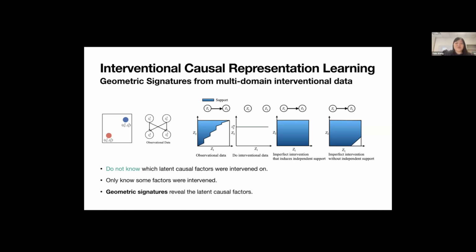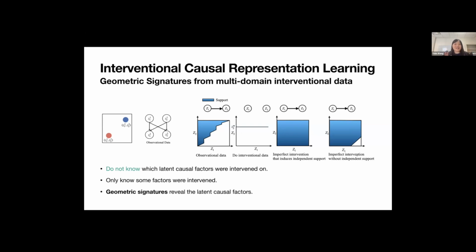As it turns out, the geometric signatures will reveal latent causal factors, and I hope this picture gives some intuition. Suppose without intervention, my latent variables are causally connected and may not satisfy independent support whatsoever. But once I intervene, say a do intervention setting the latent variable Z2 to a particular value, the pairwise support of these two random variables gets squeezed down into this line. I have independent support in the sense that no matter what value Z1 takes, Z2 can only take this one particular value, and for that value of Z2, the corresponding support of Z1 is the whole real line. This is how intervention geometrically gives us signatures that we can leverage to identify which is Z1 and which is Z2. Similarly, if we have imperfect interventions, and only a subset of them induce independent support, then we can go back to using independent support.